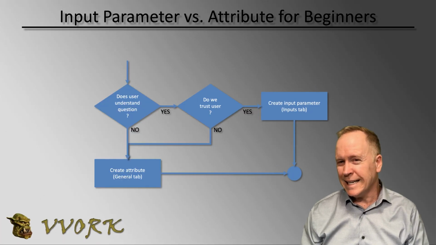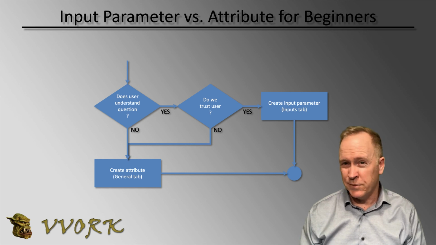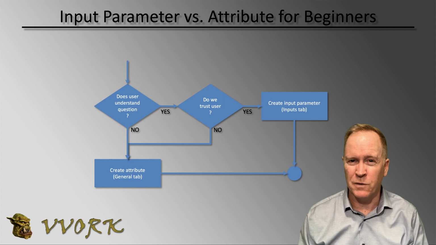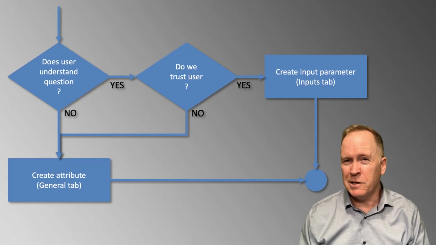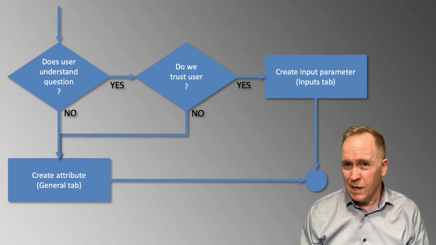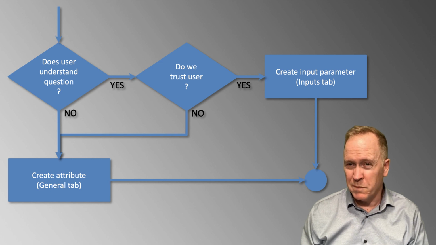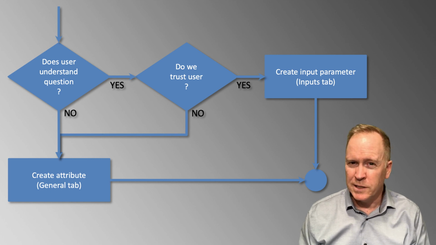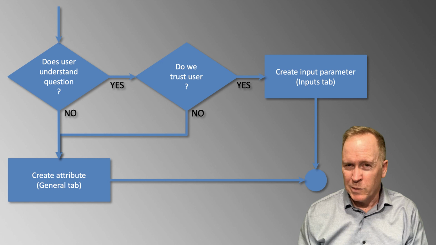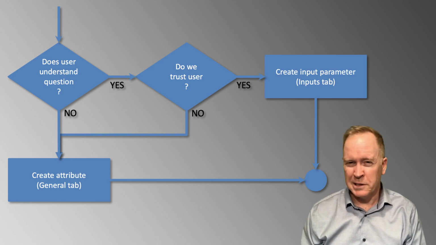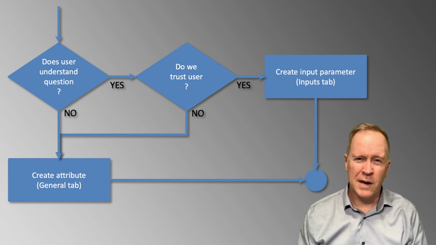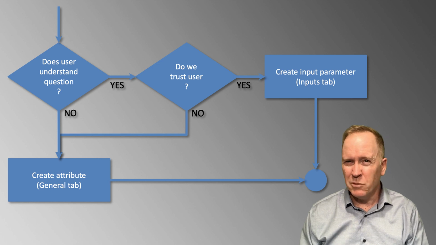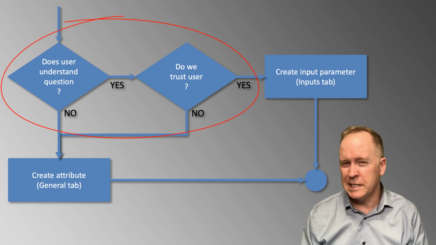Now let's look at this flowchart, which, as you can see from the title bar, is still pretty rudimentary. This is just how to think about it if you're a beginner. As you can see, this flowchart looks very similar to the last one, but whereas in the previous flowchart there was just one decision where you're deciding whether or not you want the user to have control over the value, here we've got two decisions to consider.